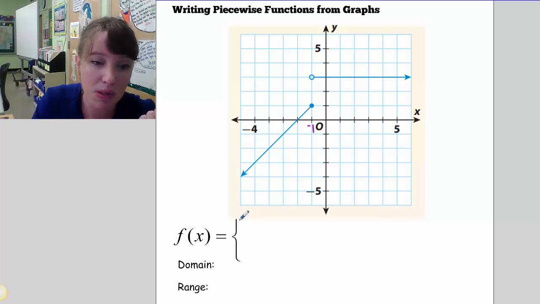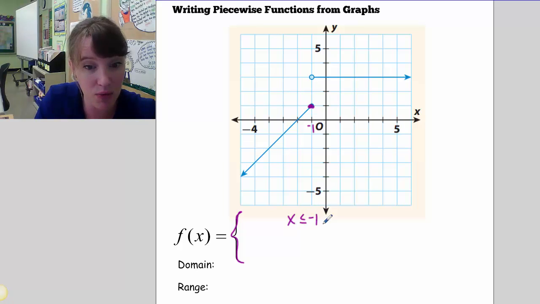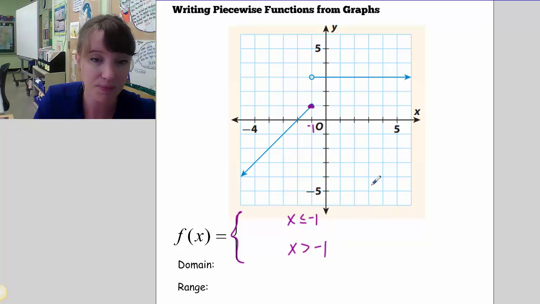Notice also that these right here are the brackets that we use for the set notation. This domain value of negative 1 is going to be included on this branch, whereas this one has an open circle, so that's not going to be included. So my first branch is all x less than or equal to negative 1, and my second branch is going to include all x greater than negative 1.